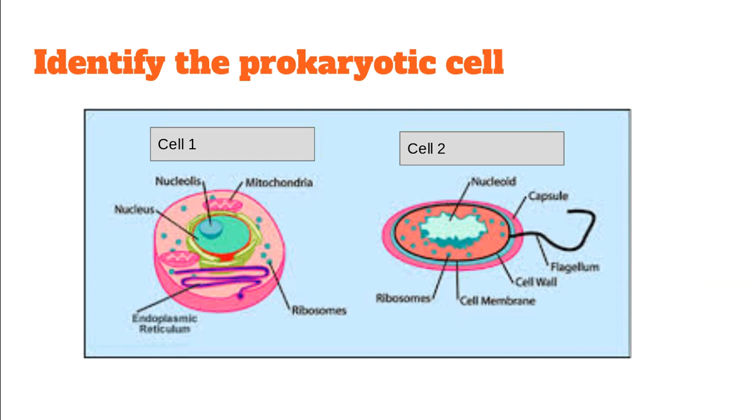Now, please look at the picture and identify the prokaryotic and eukaryotic cells. Cell 1 is a eukaryotic cell. It contains a nucleus and other organelles. Cell 2 is a prokaryotic cell. It lacks a nucleus and other organelles.